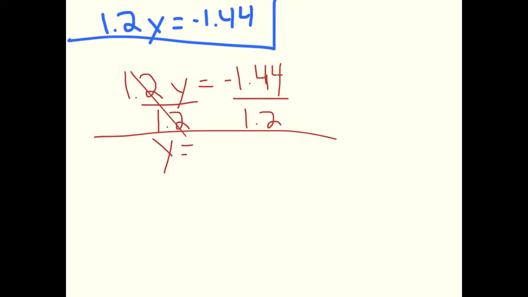So y equals, and then you have to go over here, on this side, and you're going to divide that. So let's start out. And now we know, since they're different signs, the answer is going to be negative, because that's a negative and this is a positive. So 1.44 divided by 1.2. And we automatically know that it's a negative.